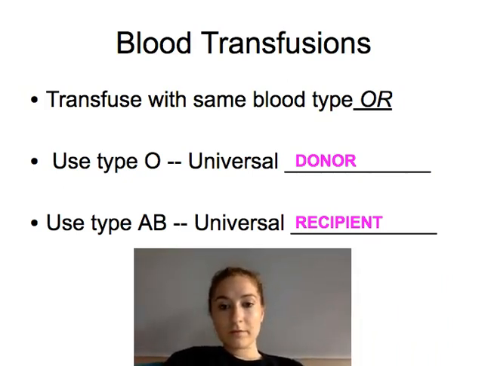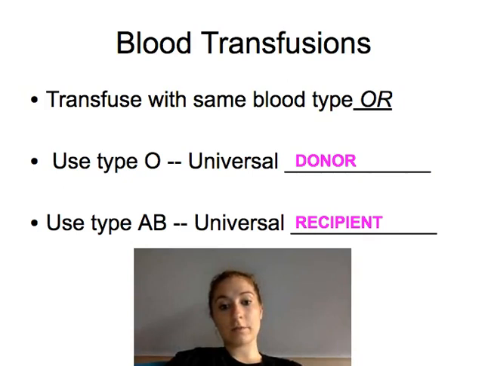So to be avoided, you can transfuse with the same blood, or you can use the O type. That blood is the universal donor. So you can donate O blood to anybody. Anybody can receive O blood. Or you can use type AB blood, which can receive any blood type. So O blood you can donate to anybody because it has no antigens on it, so everyone can receive that.